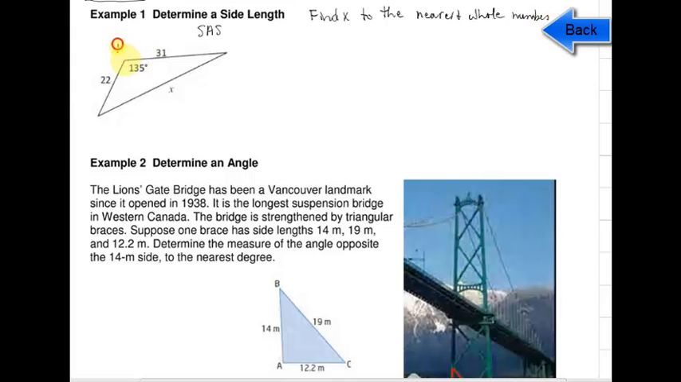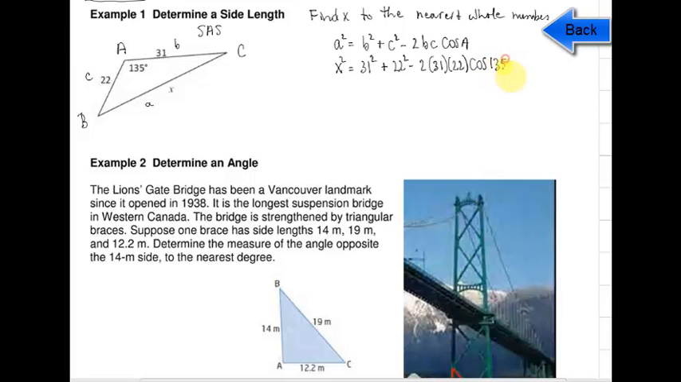We need to label our triangle, so I'm going to call my 135-degree angle A, and then I'll call this B and C. Opposite angle A is side A, opposite angle C is side C, and opposite angle B is side B. I'm looking for X, which I've labeled as side A, so the version of the cosine law I'm going to use is A squared equals B squared plus C squared minus 2 times B times C times cos of A. In place of A squared, I'm going to put X squared, because that's the side I'm looking for, and then B squared is 31 squared, and C squared is 22 squared, minus 2 times 31 times 22 times the cos of angle A, which is the cos of 135 degrees.